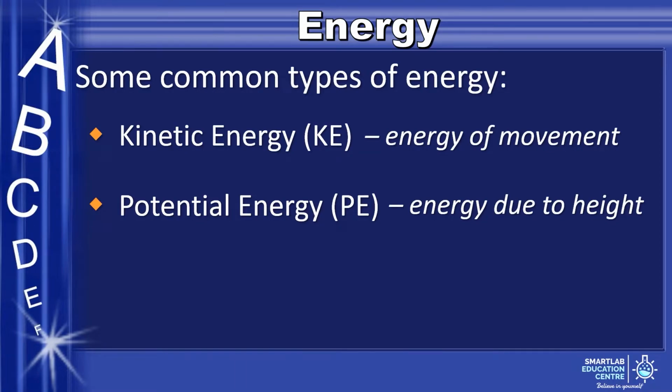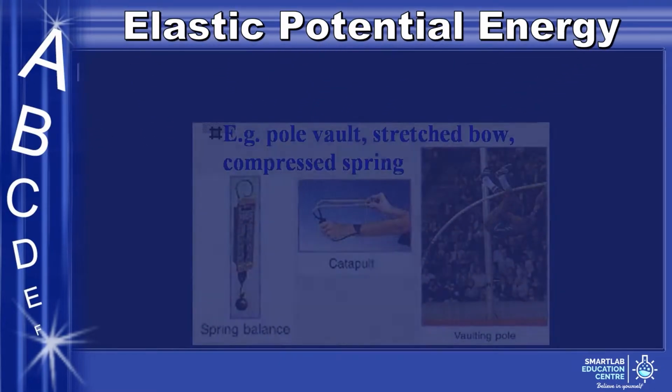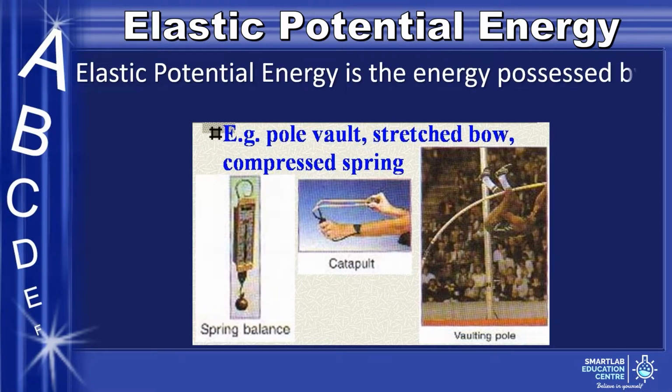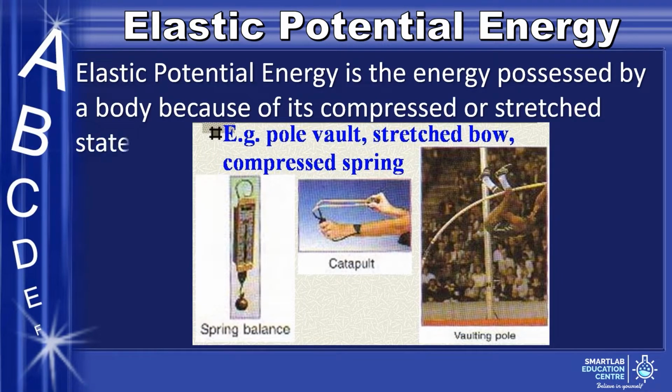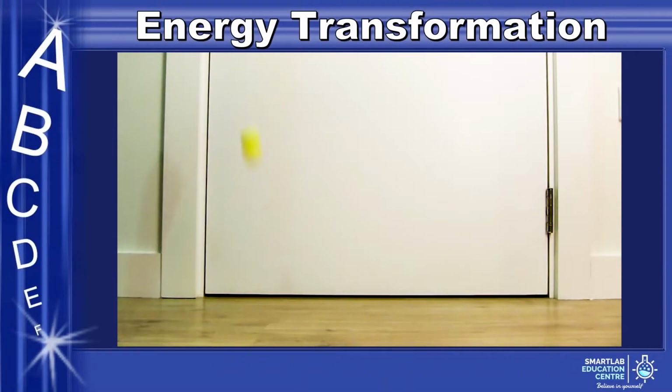There's a special type of potential energy, called elastic potential energy. Elastic potential energy is the energy possessed by a body because of its compressed or stretched state. Let's take a look at how energy transformation occurs on a bouncing ball.